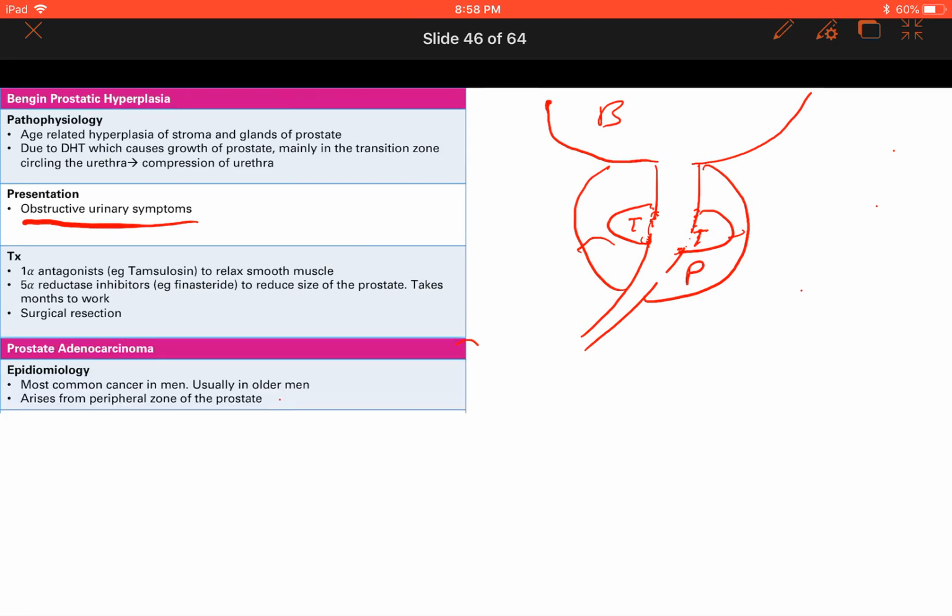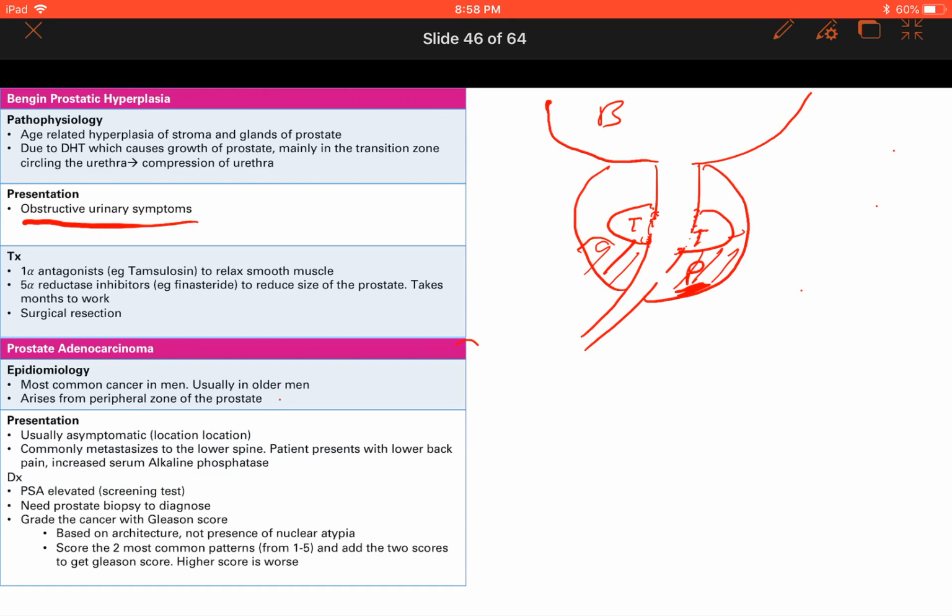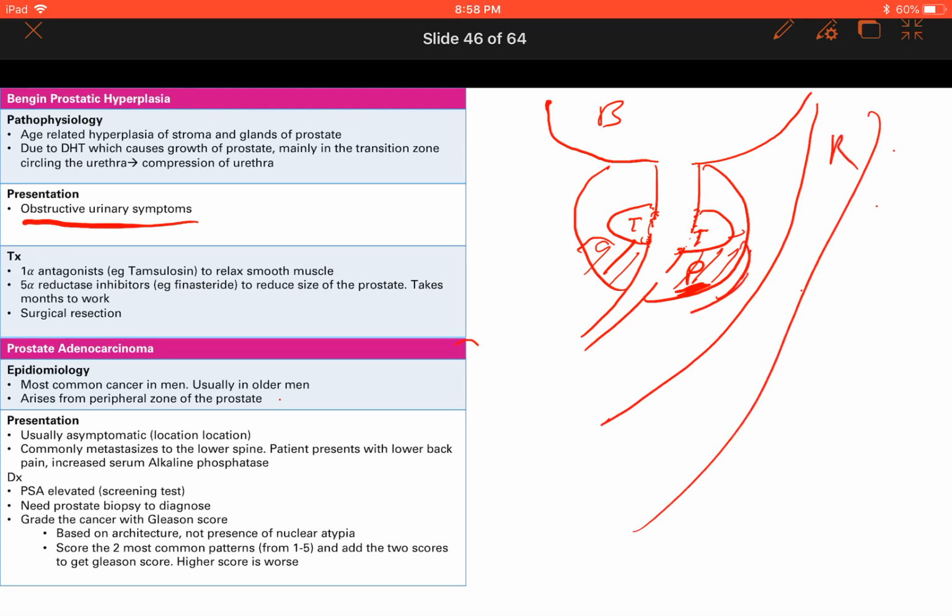Okay? So finally, we're going to talk about prostate adenocarcinoma. This is the most common cancer in men. It's usually older just because as you grow old, you get more risk for cancer. It's a very slow growing cancer. And this arises from the peripheral zone of the prostate, right here. This is the peripheral zone. And so what symptoms? It's actually usually asymptomatic because, let me draw out the rectum right here. This is the rectum. The prostate cancer grows out like this. So as you can see, the urethra is untouched.